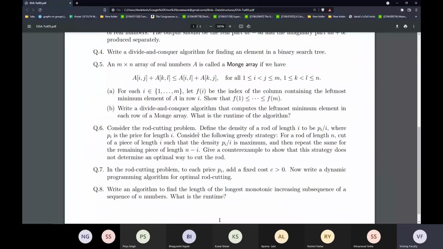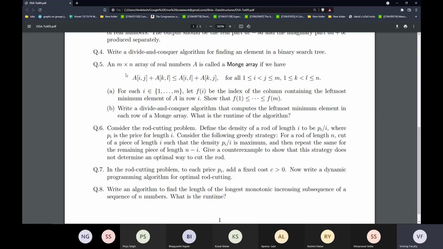So question number 5. It says the following. An m by n array is a Monge array. There is a small correction here actually. Yes, this is correct. So forget m and n. Let's just consider n by n.